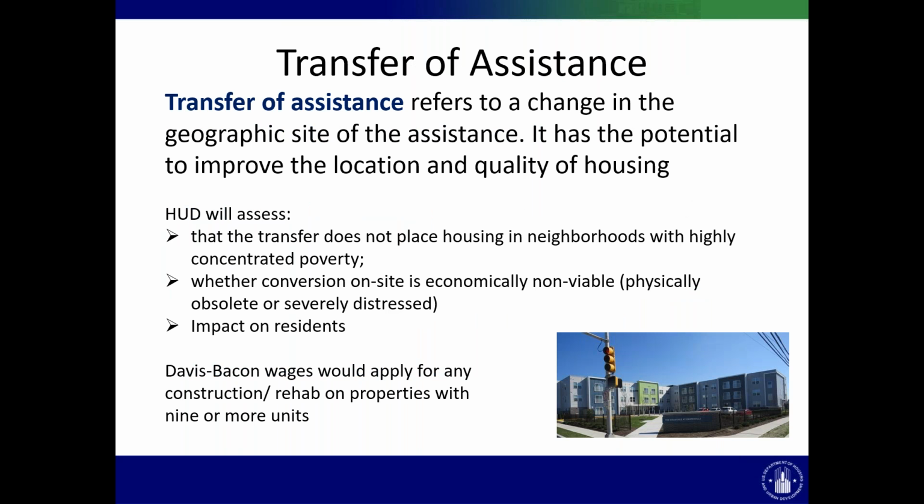You may also be thinking of transfer of assistance, which is another tool you can use in a RAD for PRAC conversion. Transfer of assistance refers to a change in the geographic site of the assistance. It has the potential to improve the location and quality of housing. What HUD will assess with these transfer requests is that the transfer does not place housing in neighborhoods with highly concentrated poverty. We'll consider whether conversion on-site is economically non-viable, basically if it's physically obsolete or severely distressed, and what the impact is to the residents.